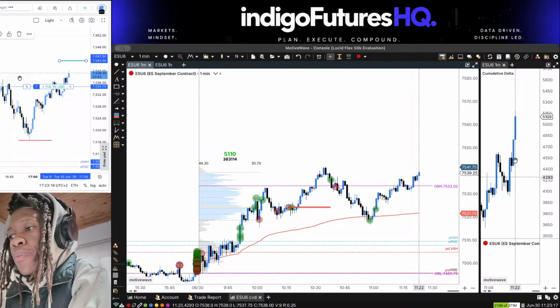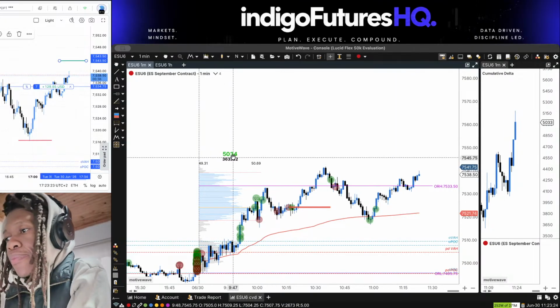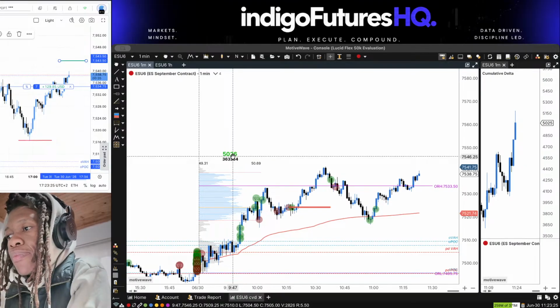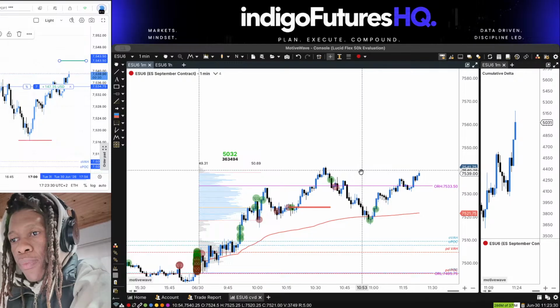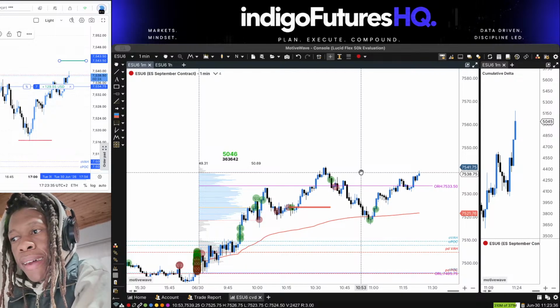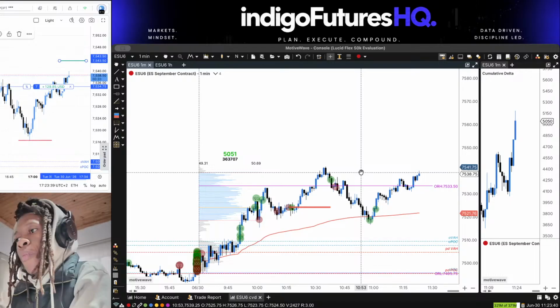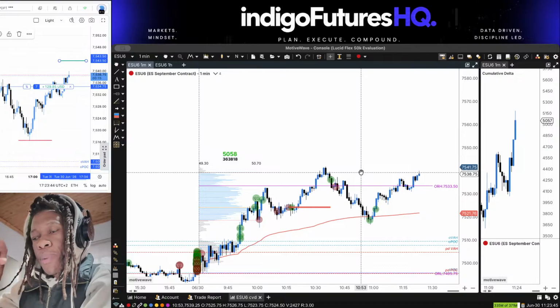And look at our delta at 5K. Was that a sweep? Oh, it's not a sweep yet. Is this our value area? Yeah, it's our value area high, 539.25. So a break above 539.25 and a close above.